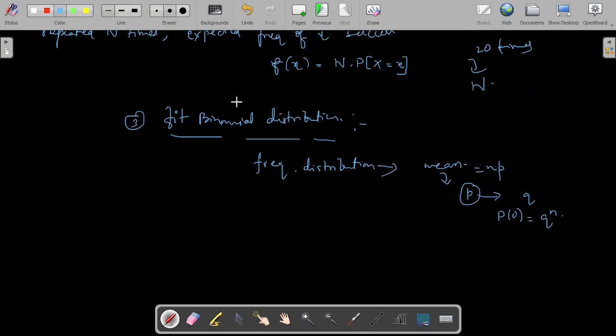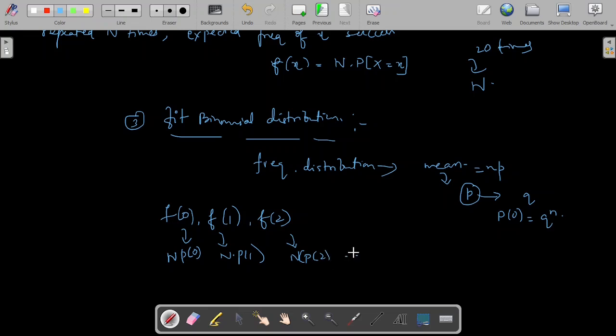Then you have to find out the expected frequencies, that is f(0), f(1), f(2). How to get expected frequencies? Multiply the probabilities with the capital N. So here also N into P(1), N into P(2), and so on. So in this way, the binomial distribution is fitted to the given data. This is called fitting of binomial distribution to the observed data.